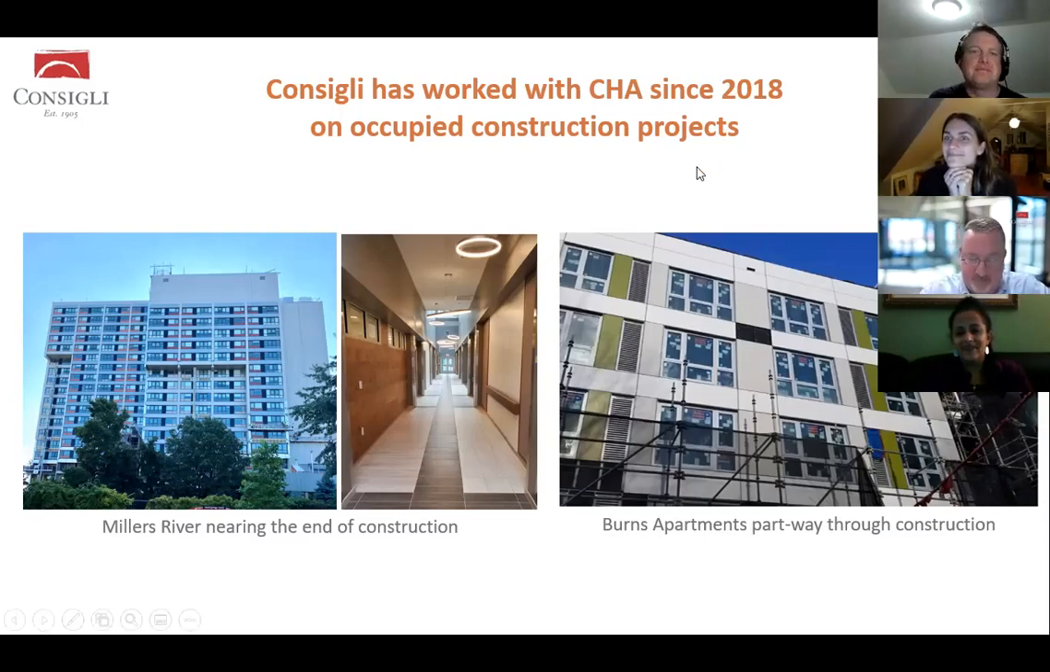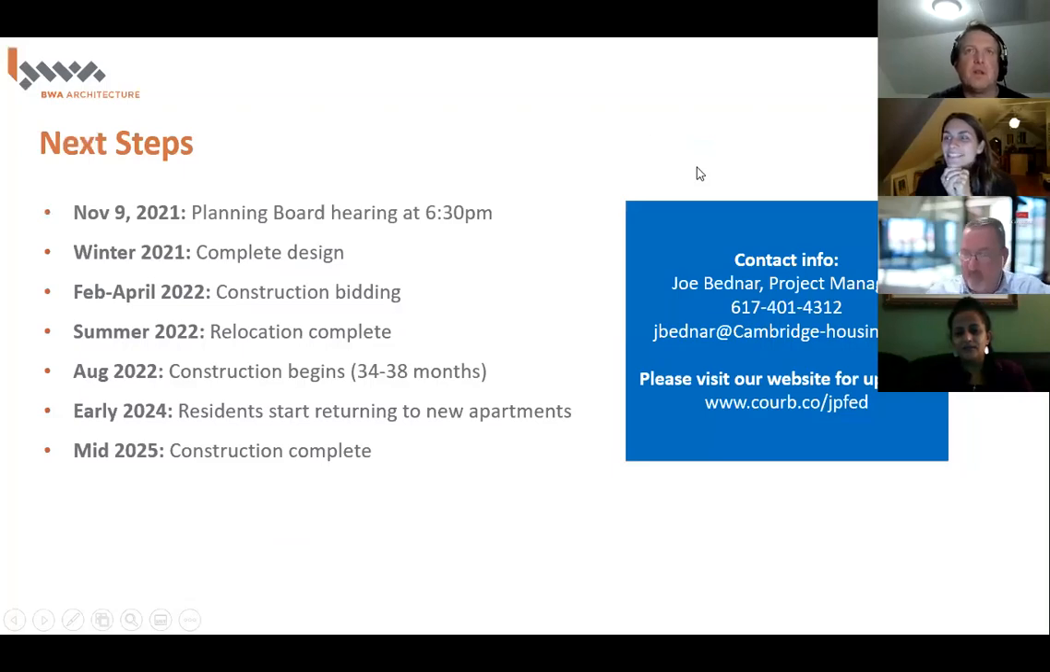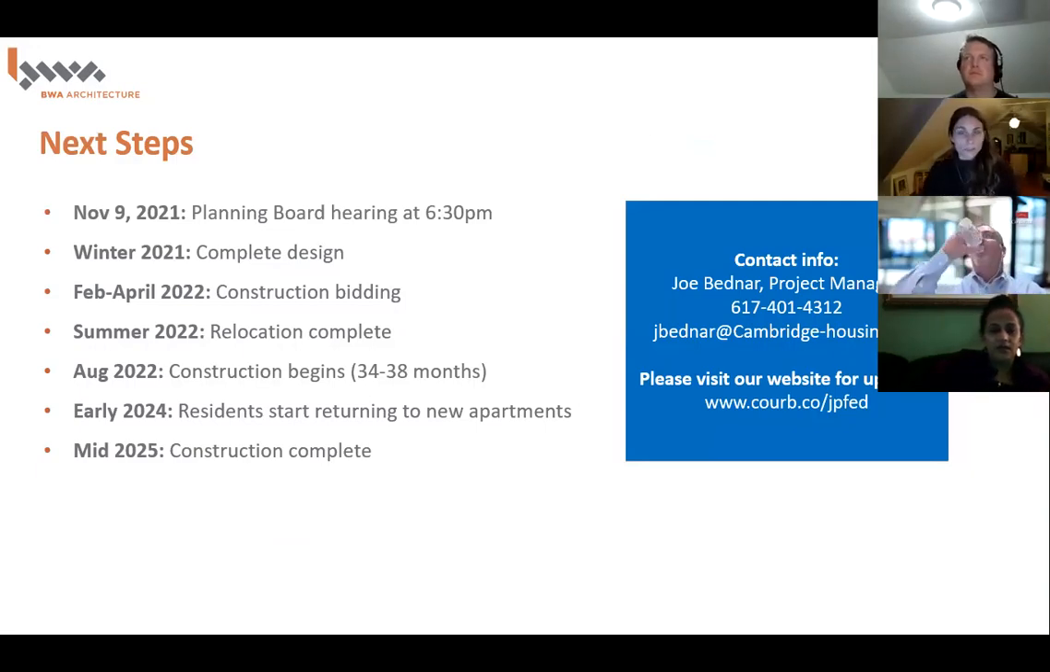You're welcome. So just to highlight again, as we wrap up, the next steps: on the 9th of November, we have our planning board hearing under the affordable housing overlay. That's at 6:30. It's a virtual meeting. In summer of 2022 is when we anticipate relocation being complete and the site being vacant. Construction will begin in August of 2022. And then, as we mentioned previously, construction will take roughly 3 years. So it's scheduled to be complete in mid-2025.